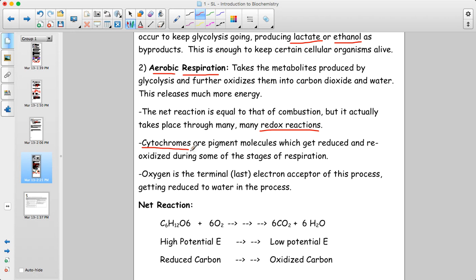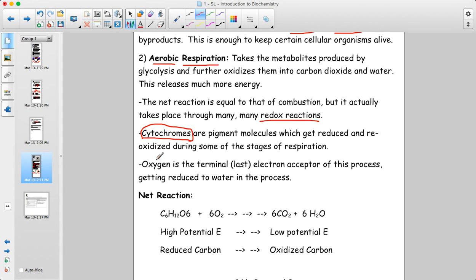Cytochromes, like we talked about chlorophyll as being a pigment molecule that's essential for photosynthesis. Cytochromes are pigment molecules, which we'll look at again for the HL class, which are important in the oxidation and reduction steps of our food during respiration. Oxygen is the very last or terminal electron acceptor in the process of respiration. And as it gains electrons, it ends up binding to hydrogen and it gets reduced to water. So that's like the last step of respiration.